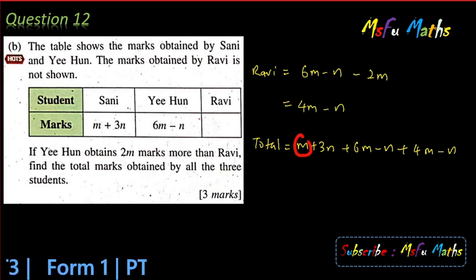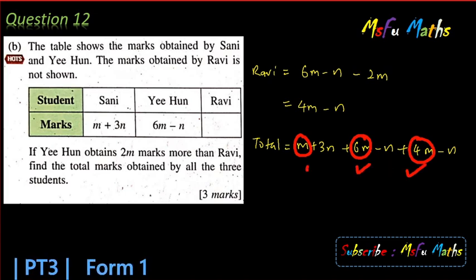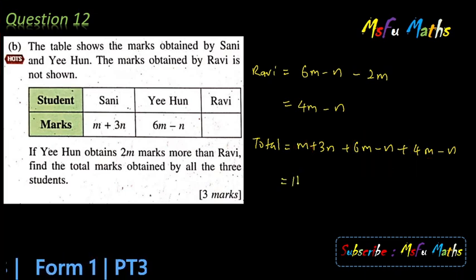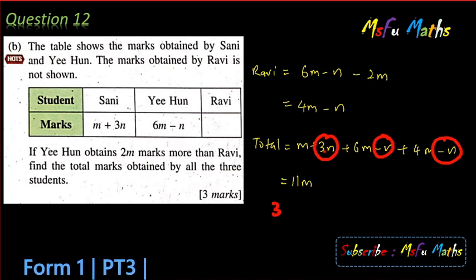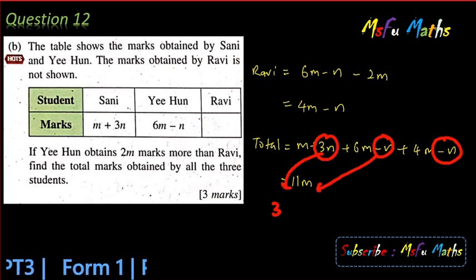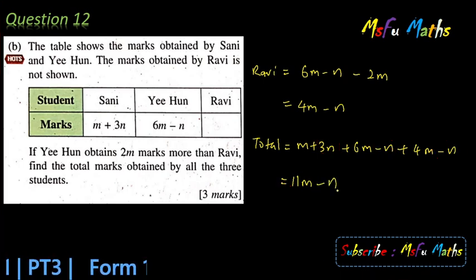Let's see, any like terms? M, 6M, 4M. How many M? You have 6, you have 4, you have 1. Total M, you have here 11M, right? 3N, minus N, minus N. Which means if you take just the coefficient, the number, 3 minus 1. If you don't see any number, it means 1. Minus 1. So 3 minus 1 is 2, 2 minus 1 is 1. So here you get N. That's their marks.